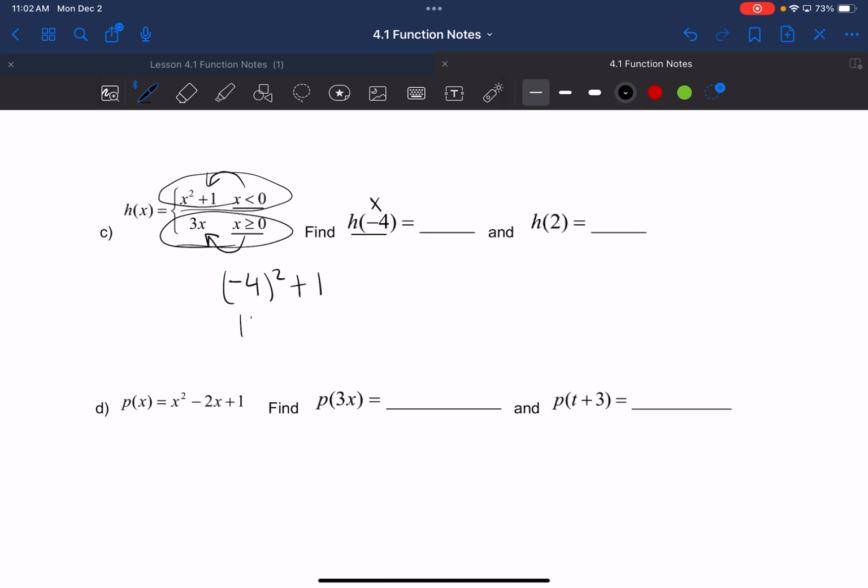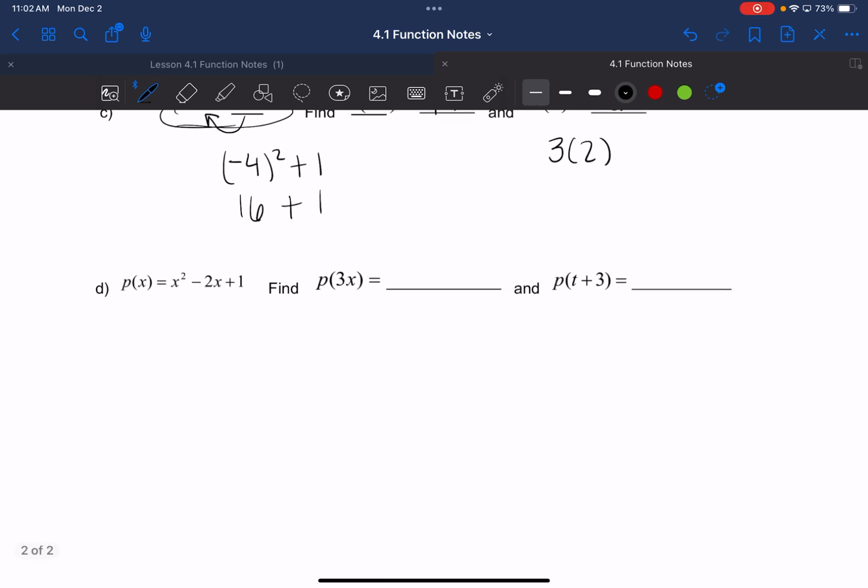17, right? Because this would be 16 plus 1, which would be 17, okay? Then they ask for h of 2. Which rule would that be? Bottom, okay? So that would be 3 times 2, which is 6. Okay? Then we have part D.